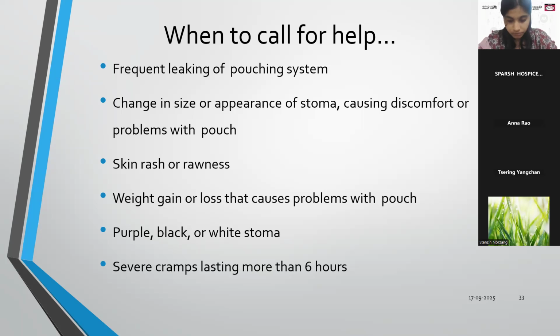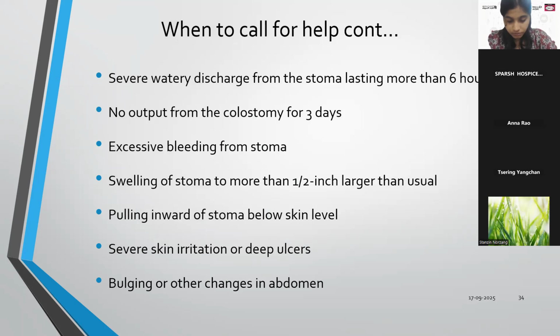Next slide. Severe watery discharge from the stoma for more than 6 hours should be reported immediately. If there is no output from the colostomy for 3 days, then it should be reported. Excessive bleeding is taking place. If there is any swelling of half inch or larger, that should be reported. If the stoma has pulled inward or come outward, that should be reported. Severe skin irritation or ulcers, if they are noticed, then it should be reported.